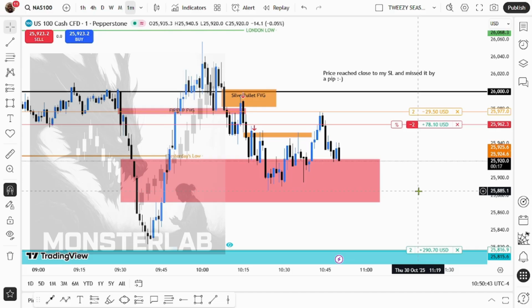So once we get back inside this pink high fair value gap and take out the previous lows, I'll take one contract off and maybe hold the rest, and my stop loss will be below entry this time.